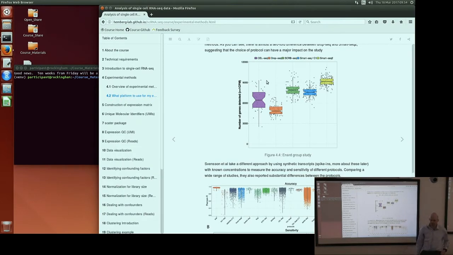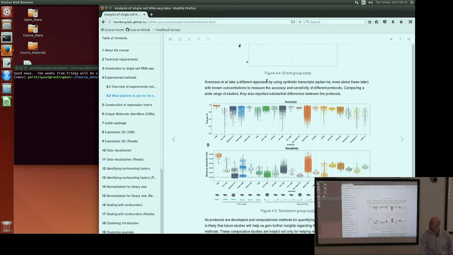The Teichmann group used a slightly different approach. Their method is basically based on looking at synthetic transcripts, or spike-ins, that we'll be talking more about later. Many different experiments had included these synthetic transcripts, which are the same, so that allows you to compare the different experiments.